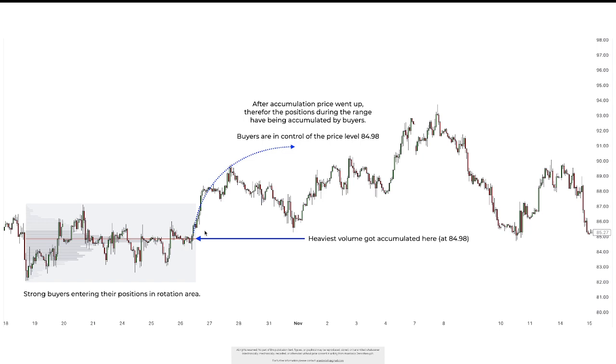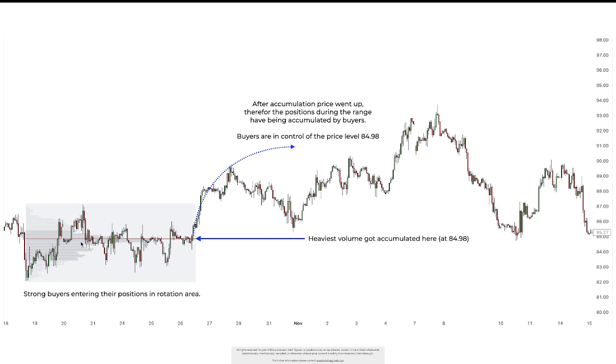So when we see the range, what you do is place your volume profile from the first candle of the range to the last candles of the range. So somewhere when the first rejection happened, the first support or resistance was created, and till the last candles where the price starts breaking out. So we see that this range or rotation area, however you want to call it, when the price exited to the upside, it shows us that strong buyers were accumulating their positions in this area.